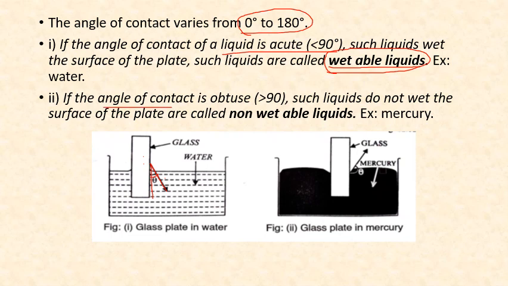However, if the angle of contact is obtuse, that is more than 90 degrees, for example mercury here, then these liquids are called non-wettable liquids. When you touch these types of liquids, where the angle of contact is more than 90 degrees, they do not make you wet. That means you will not feel wet when you touch them. Mercury is one example of a non-wettable liquid, and water is an example of a wettable liquid.